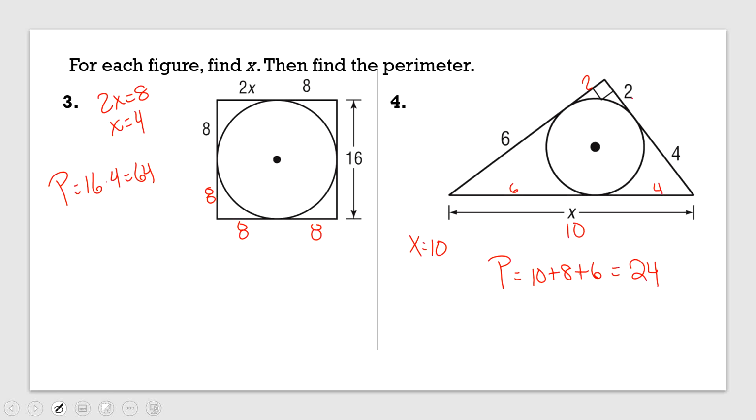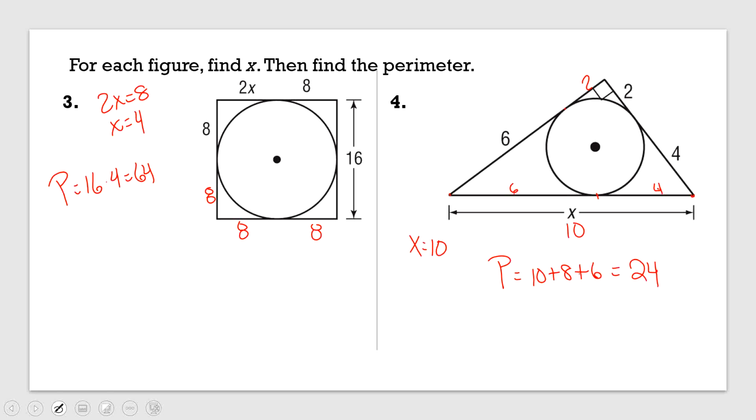Question 4, we were trying to find x. I had to piece together that my tangent piece, the bottom part of our triangle from this point to my circle, is going to be 6. Then I go from this point of my circle to this edge here, which is going to be 4, so that makes my whole length there x equals 10. Add in all our stuff, we find out that the perimeter is 24.